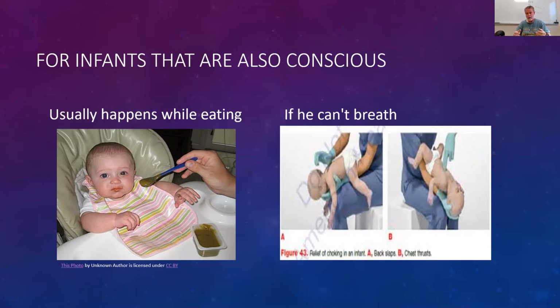We alternate between those 2 positions until the object comes out or the baby goes unconscious. So adult and child, it was either a chest thrust, a Heimlich maneuver, or the abdominal thrust. For the infant, while they're conscious, we do the back slaps and the chest thrusts, 5 and 5, 5 and 5. We alternate that while making sure that the baby's head is lower than the rear, then as we flip him over. But again, another great opportunity to practice the hands-on skills and make sure everybody's comfortable and confident with this.